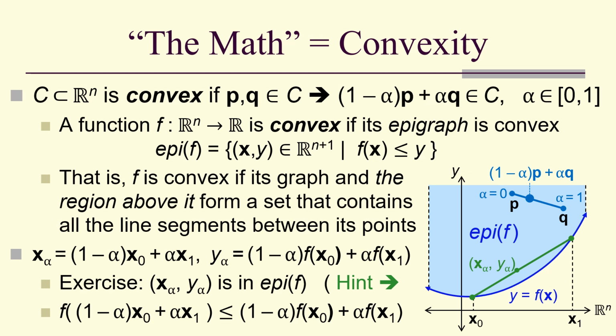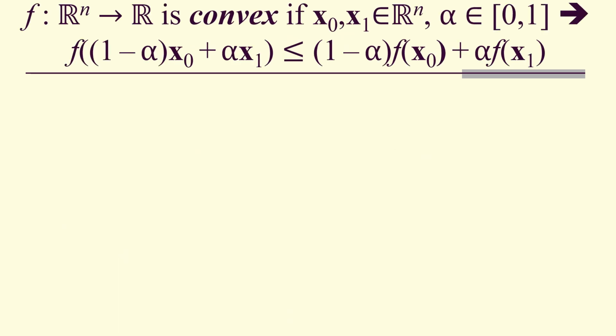then we have this new definition for what it means for a function to be convex. A function f from R into R is convex if for x0, x1 in Rn, alpha in the closed interval [0, 1], f of (1 minus alpha) x naught plus alpha x1, that quantity, is less than or equal to (1 minus alpha) f of x naught plus alpha f of x1.